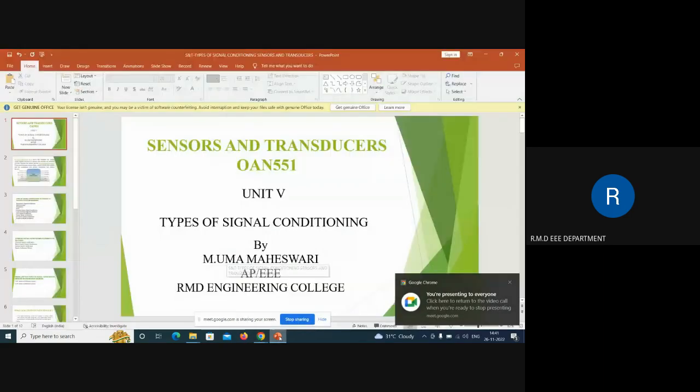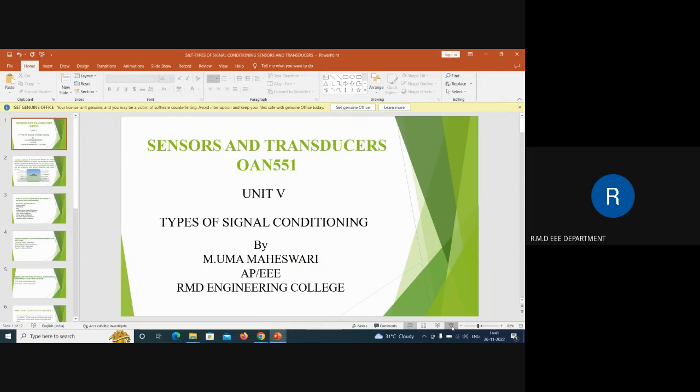Signal conditioning is the process of modifying the output signals from the transducer into a satisfactory form or satisfactory signal using amplification, attenuation, linearization, multiplication, or other functions such as filtering. So, what we can understand from this is the signal conditioning.